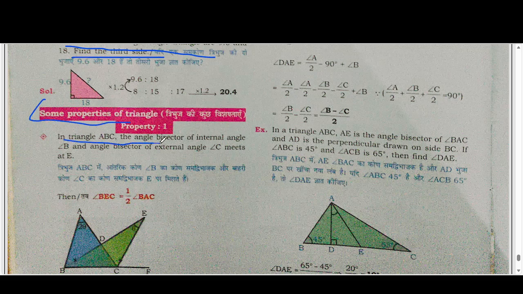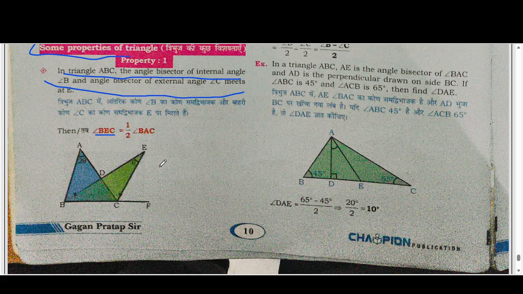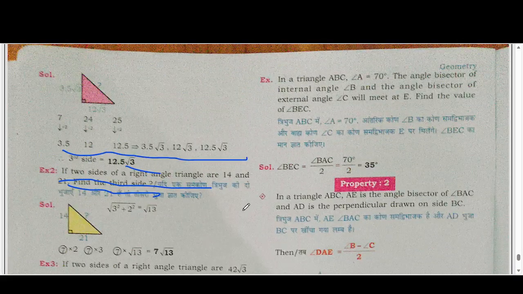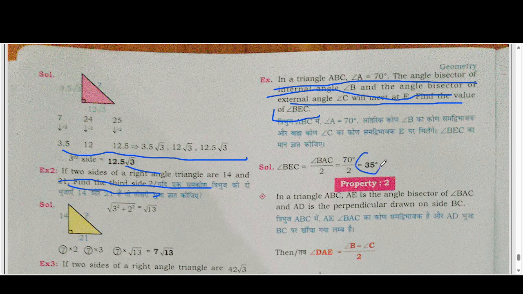Some important properties of a triangle. If in triangle ABC the angle bisector of interior angle B and the angle bisector of angle C meet at E, then angle BEC is equal to 90 plus half of angle A. In a triangle ABC, angle A is 70, and the angle bisector of interior angle B and the angle bisector of angle C meet at E. Find the value of angle EBC. That was 35.